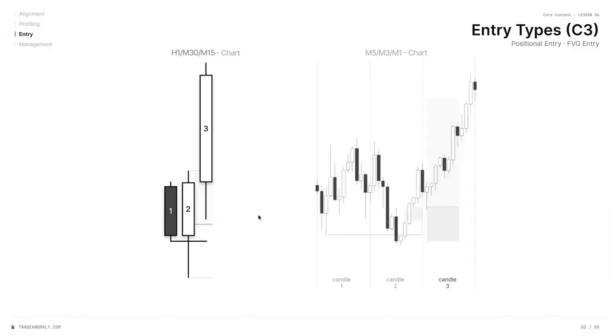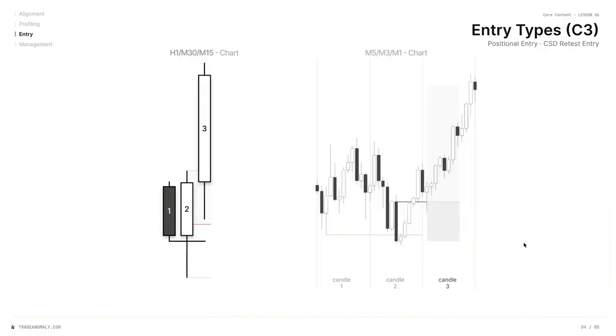So now let's go over entry types, C3 positional entry. So this is when we have a previous candle closure. We mark out equilibrium of the entire candle. We're going to look for a key level within the previous candle's range. In this case, we're going to be talking about a fair value gap. And as you can see, it's the only key level in this area. So price is going to continue. It's the only area to continue from. So this is something we can take advantage of and put our limit at that fair value gap, put our stop loss at the low.